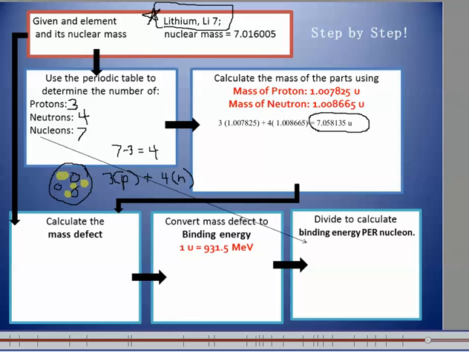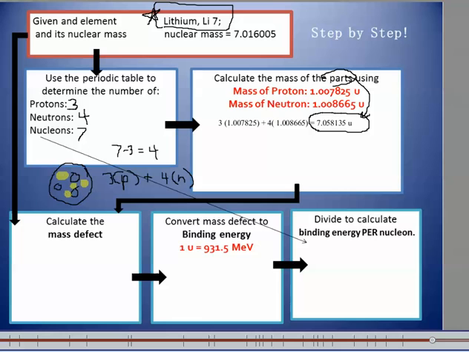Calculate the mass defect. How do I do that? Okay, now I'm going to follow my little flow chart here. Calculate the mass defect. How do I do that? Subtract the nuclear mass from the mass of the part.